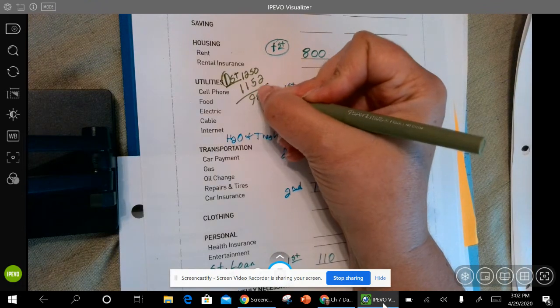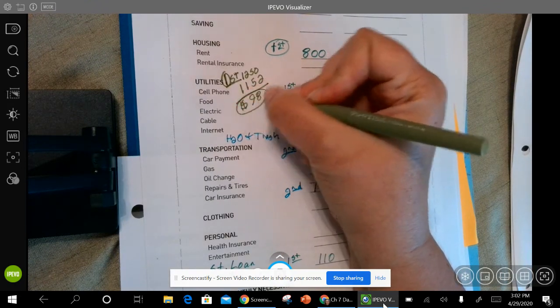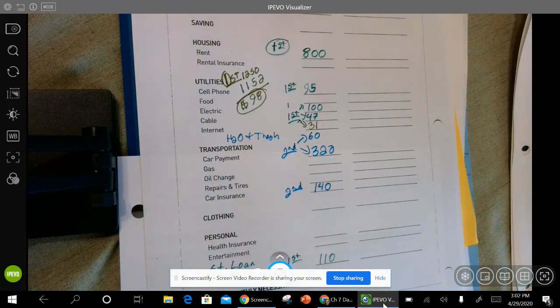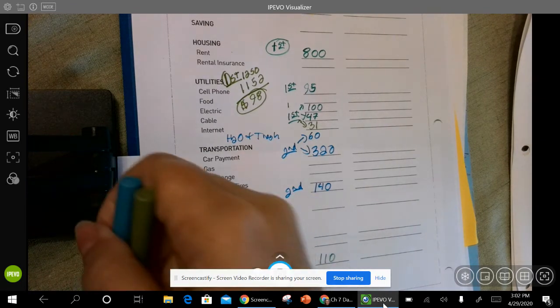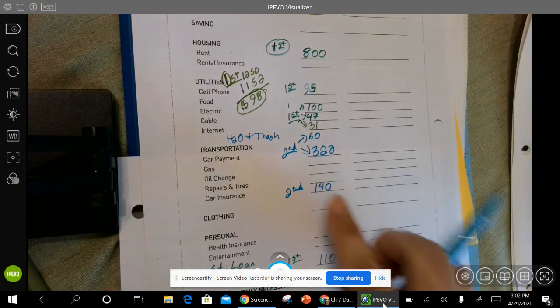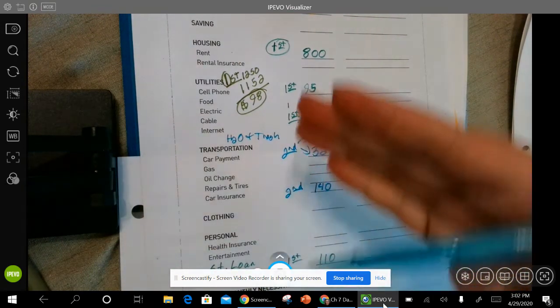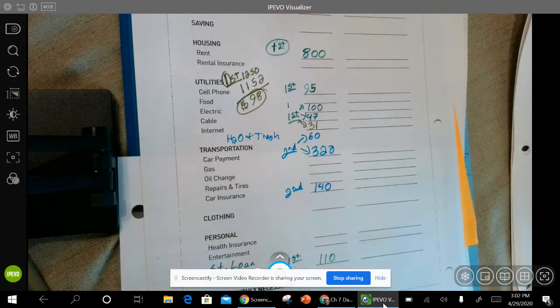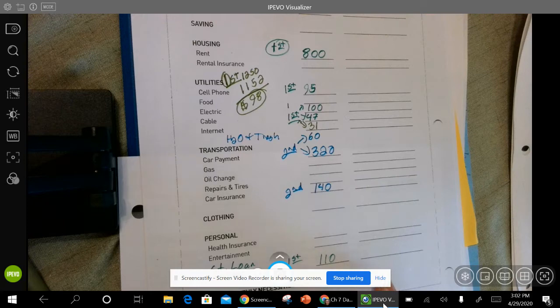So we are left with $98. That's not a lot of money for groceries, and if we have to buy gas for the car, this is where a budget would come in, because you need to make sure you have enough money left from that second paycheck to help you with that next month for those first 2 weeks in the next month. Okay, I just wanted to show you that.